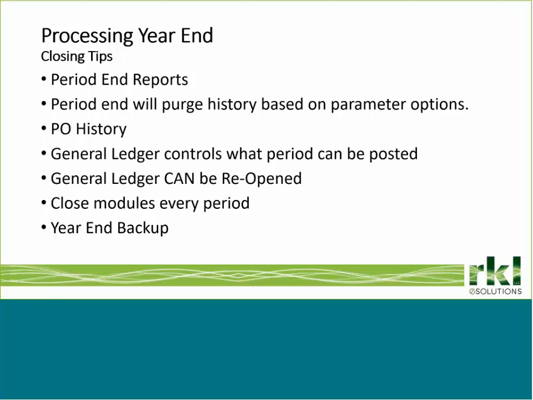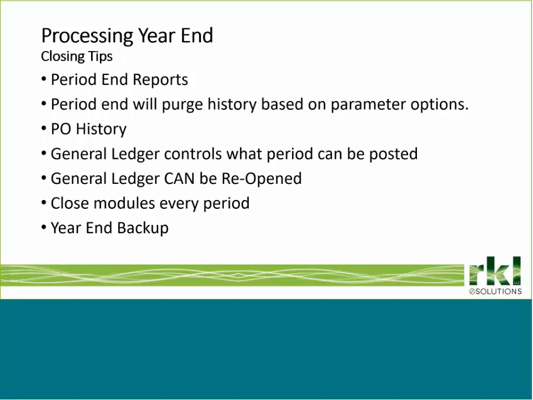I prefer to set up a My Task folder, or if you're on version 2017 or higher, My Tasks is now called Favorites. So either create a folder in Favorites or My Tasks that says Period End Reports, and grab all the reports that you want to run at period end and put them all in one folder. So then when period end time comes, you can just go through the reports one by one and send them all to Paperless Office and run all your month-end reports that you need at one time. The period end is going to purge history based on those parameter options, so make sure you're aware of how much history you're keeping in each module.